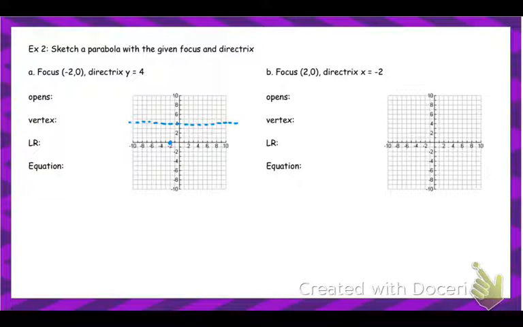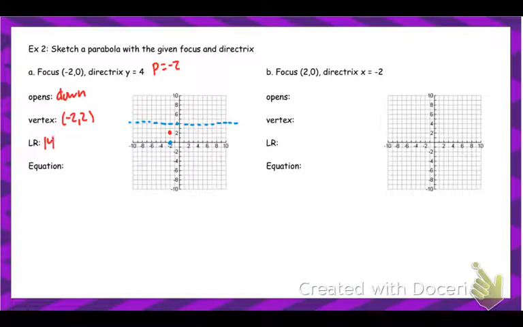So remember, the vertex is halfway in between those two things. And your parabola is going to open away from the directrix and towards the focus. So that means we're not going to cross the directrix, so this has to open down. Vertex is halfway in between, so halfway in between is going to be right there at -2, 2. All right, so if that's the vertex, then the absolute value of the distance between both of those is 2. So the absolute value of P is 2. Since it opens down, P is -2.